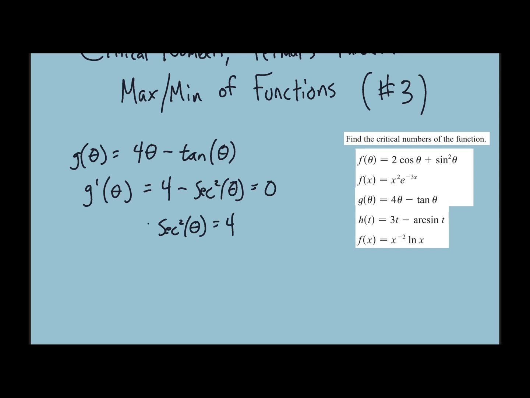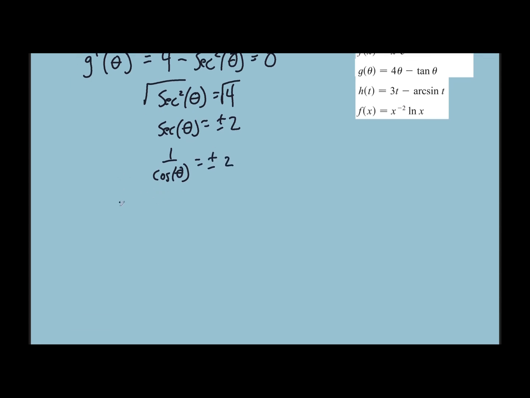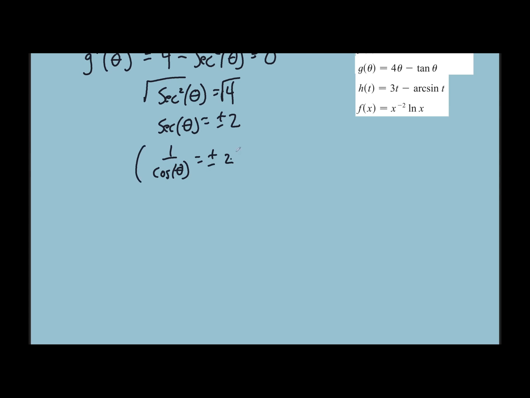Well, what is that? Let's take a square root, and we'll say secant theta equals plus or minus 2. And what is secant? That's 1 over cosine theta equals plus or minus 2. Let's do it separately. If you inverse all of these, then cosine of theta is equal to plus or minus 1/2. Right? Because this is 2 over 1, flip everything upside down, and this is what I get.